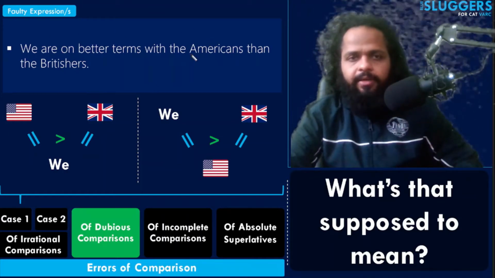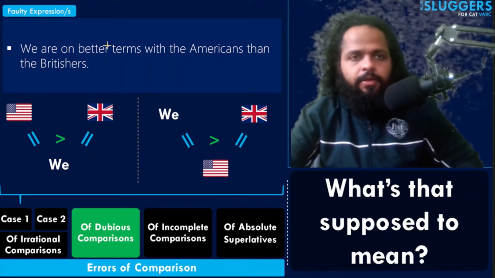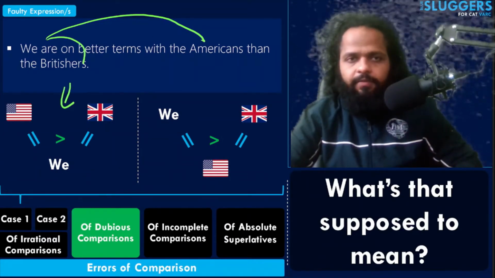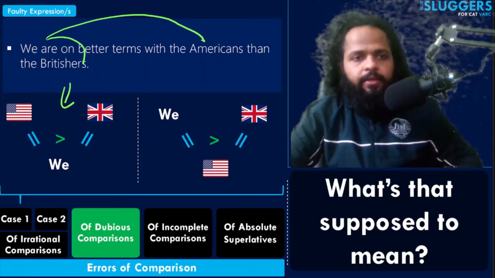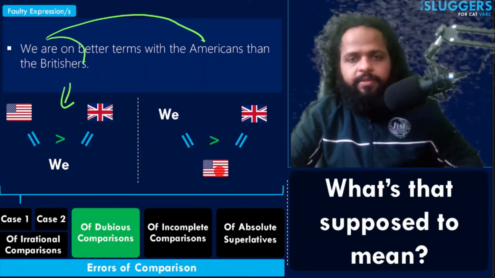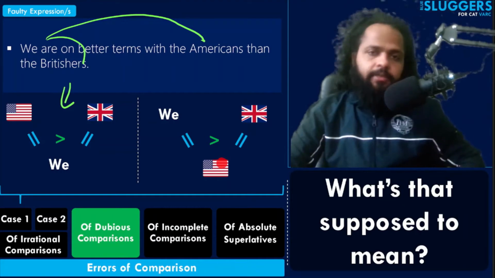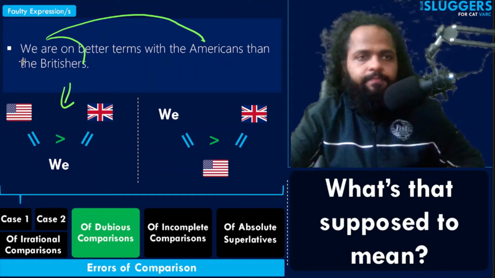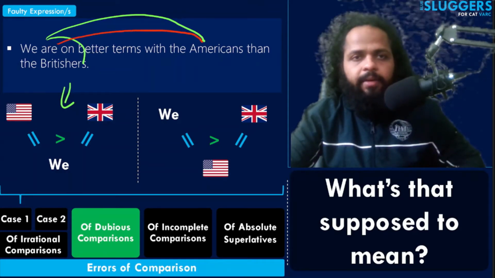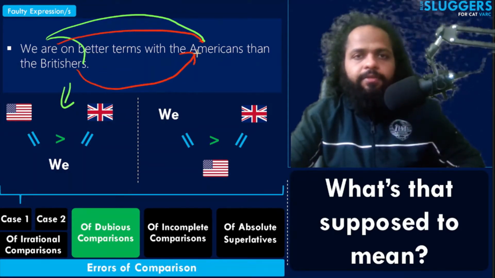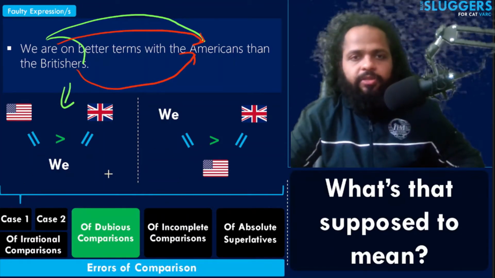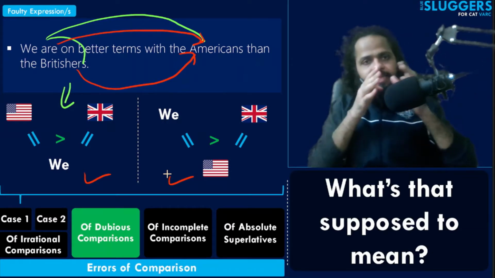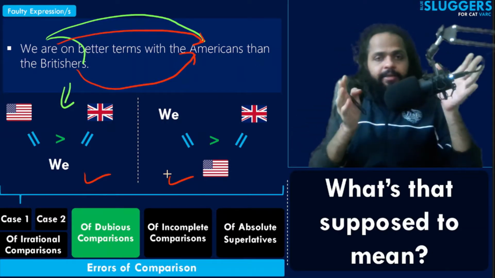We are on better terms with the Americans than we are with the Britishers. This is the first meaning that it might convey. The second meaning that it might convey could be that we are on better terms with the Americans than the Britishers are with the Americans, right? Okay, so these are two different meanings that the same sentence seems to convey, and that creates ambiguity and doubt, right? And that's why it's grammatically incorrect.